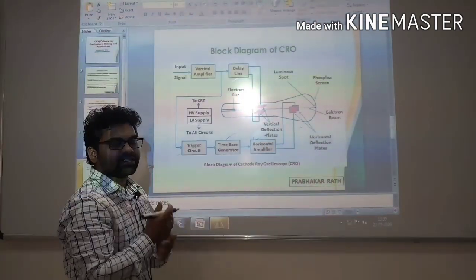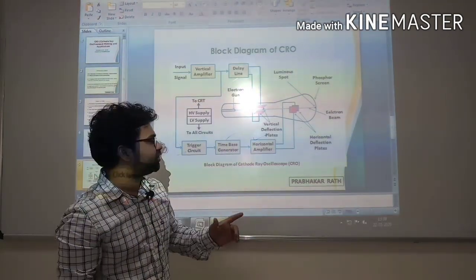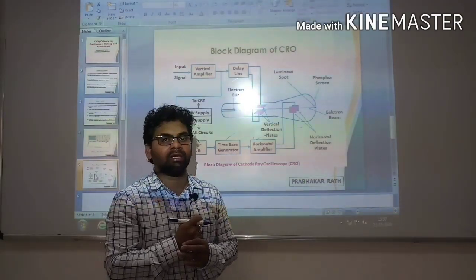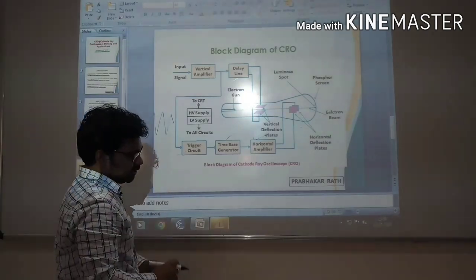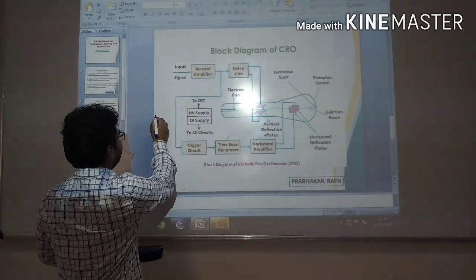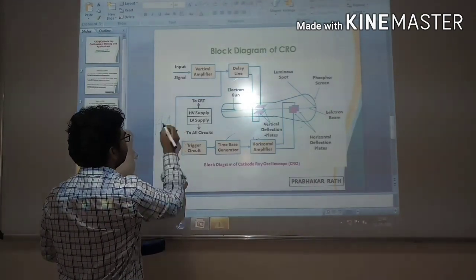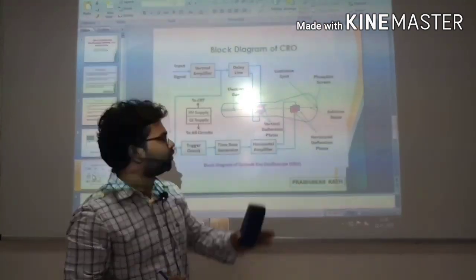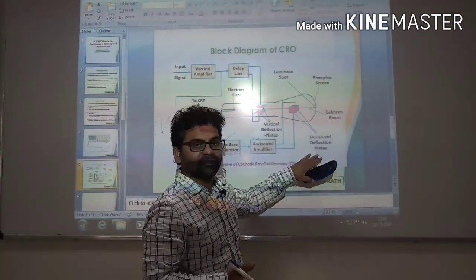Finally the signal is provided to the horizontal deflection plate. The trigger circuit is nothing but a circuit which produces a trigger pulse. The trigger pulse is provided to your time-based generator to produce a sawtooth signal. This is your sawtooth signal. Okay, the signal looks like this. The exact figure I am drawing now; the exact figure looks like this. This is your sawtooth signal. The output of the time-based generator is fed to your horizontal amplifier section. In the horizontal amplifier section, the final output is provided to your horizontal deflection plate.